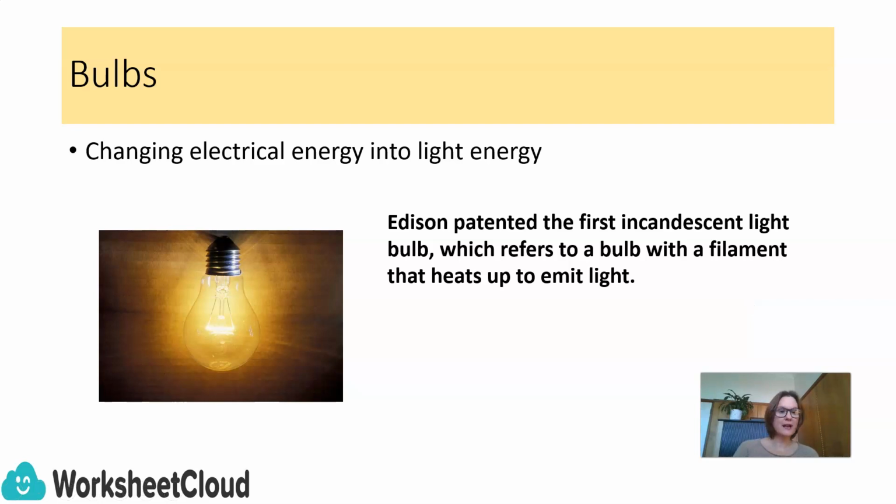So one of our first output devices we're going to look at is a bulb, and it changes electrical energy into light energy. Now, Edison was a scientist who patented the first incandescent light bulb, which refers to a bulb with a filament that heats up to emit the light. Okay, and that filament is made out of an element called tungsten, and you will learn about the elements of the periodic table next year. Okay, so that's an incandescent light.